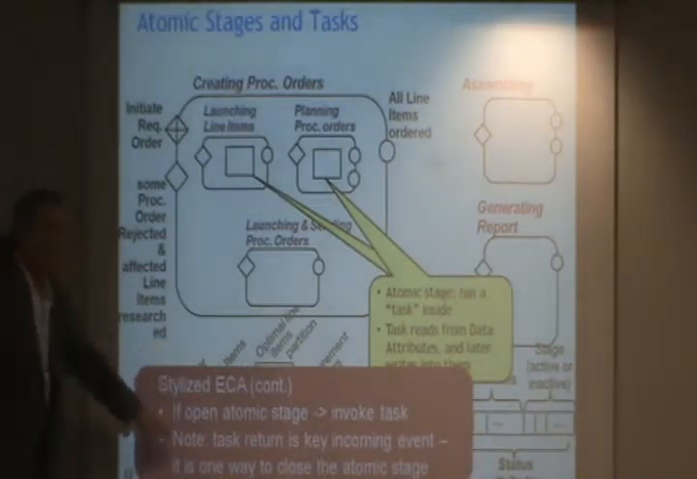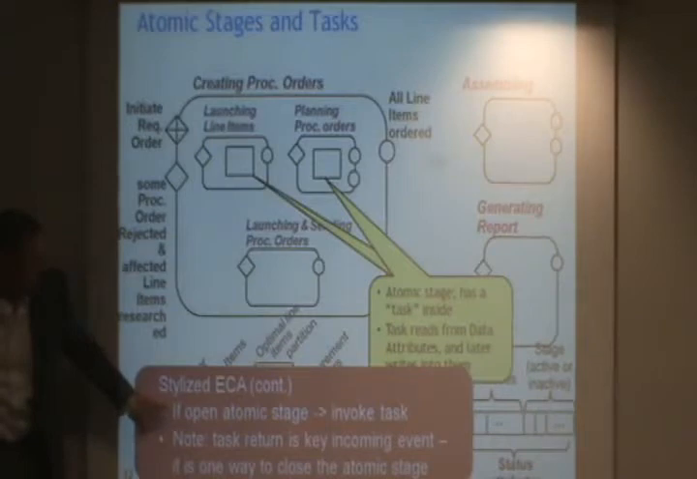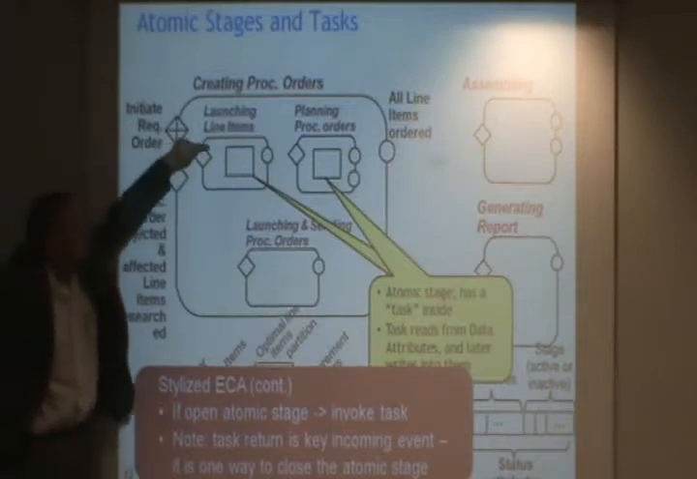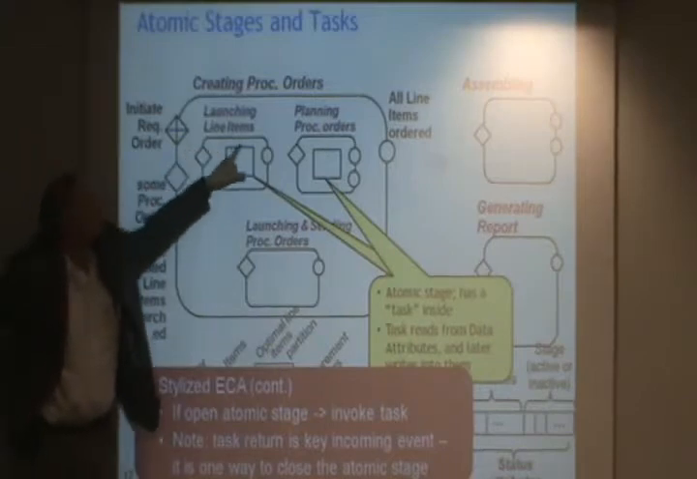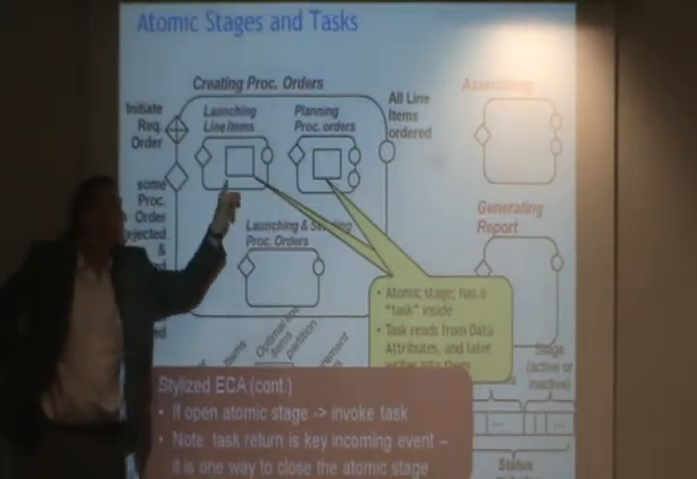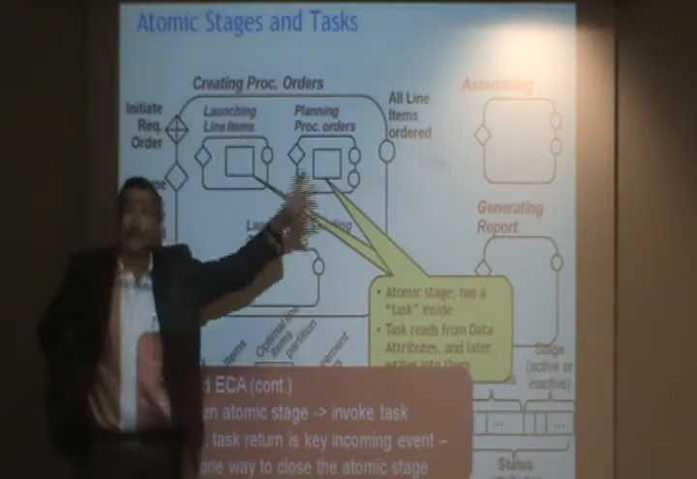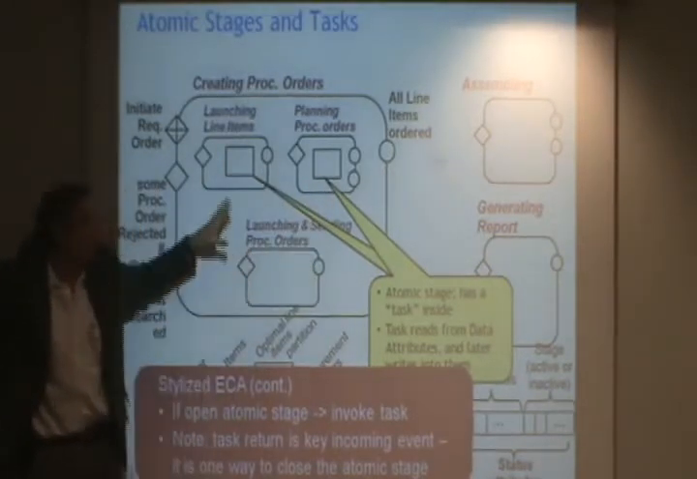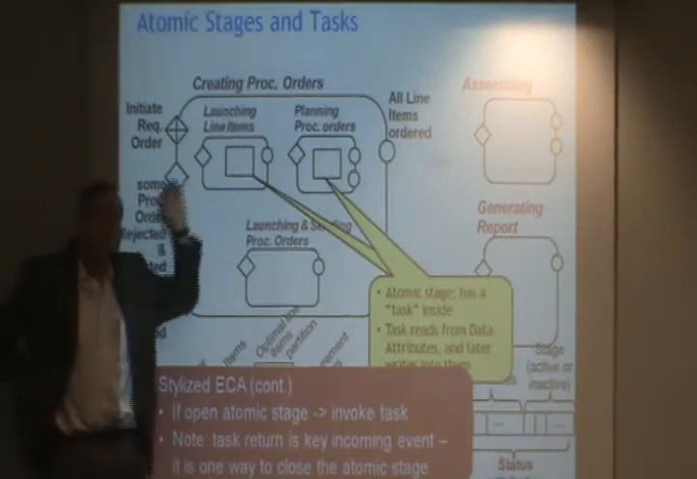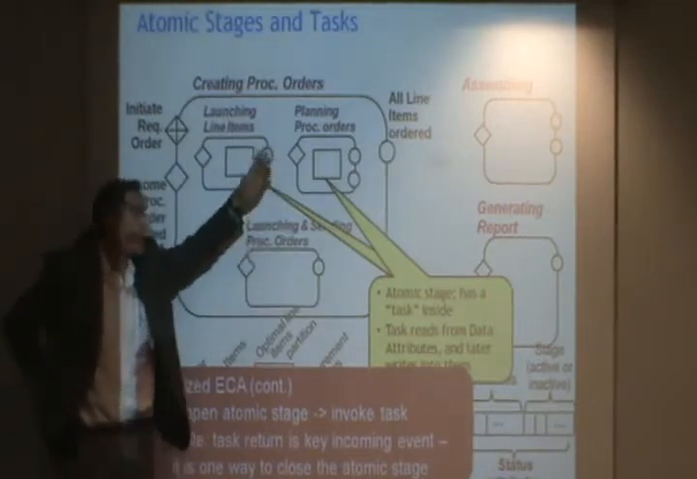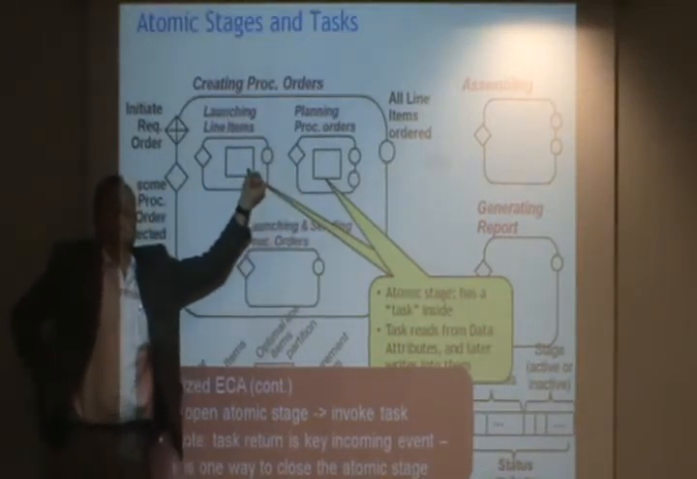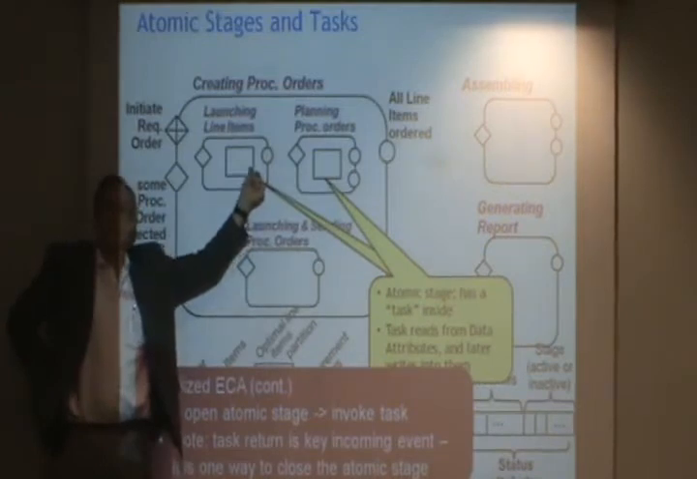A little more on the ECA rules. If the guard goes through here and I open up this atomic stage, then I'm going to tell the environment to start doing this task. You could think of these as services outside in an SOA world. I'm invoking the task as a two-way message. Later on, an event will come back in telling me that the task is completed.